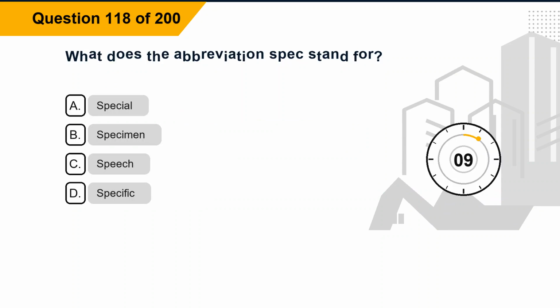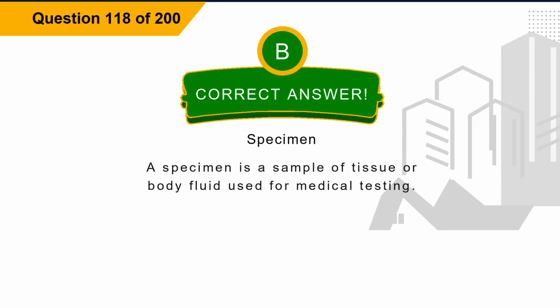Question 118. What does the abbreviation SPEC stand for? Option A, special. Option B, specimen. Option C, speech. Option D, specific. The correct answer is option B, specimen. Explanation. A specimen is a sample of tissue or body fluid used for medical testing.